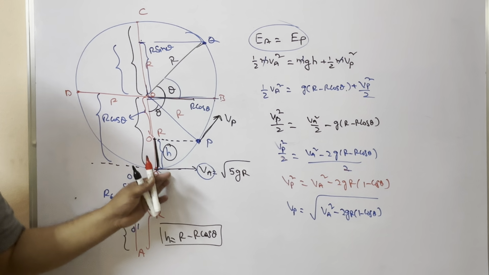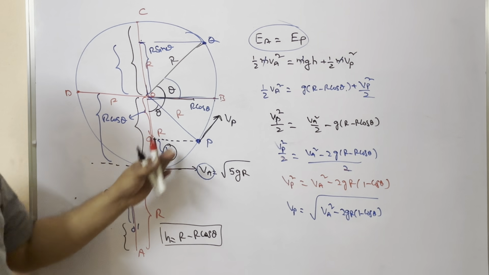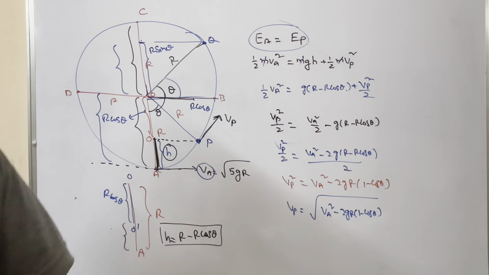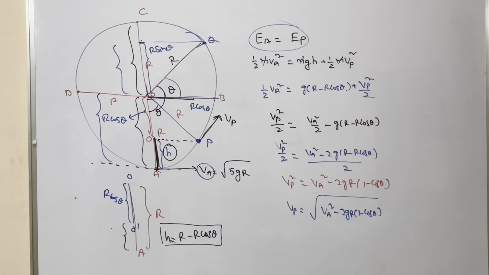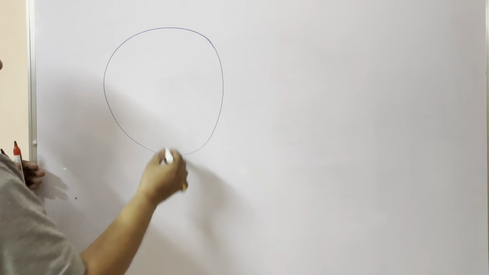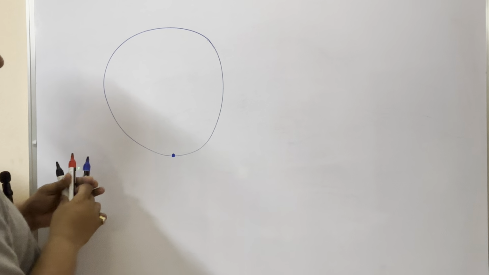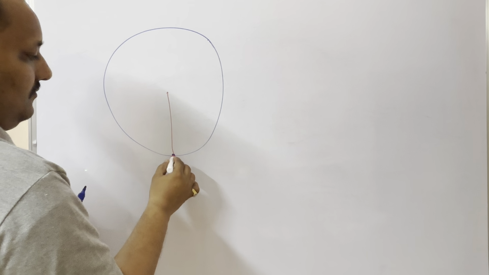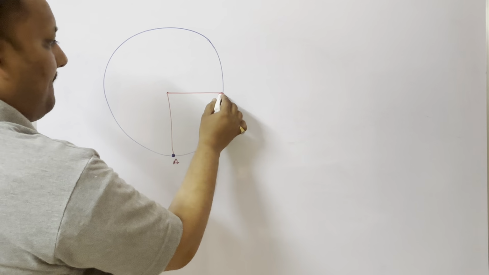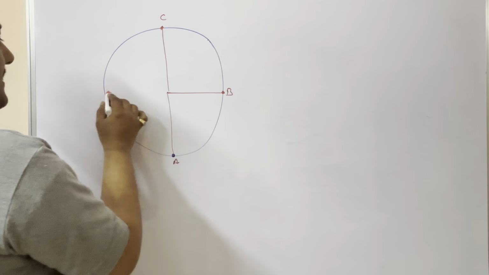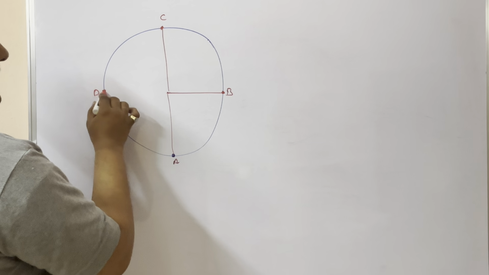Now we will see tensional force. What is the tensional force at A, bottommost point, topmost point, all this. Now see, in vertical circular motion, at the bottommost point, A, B, C, D.